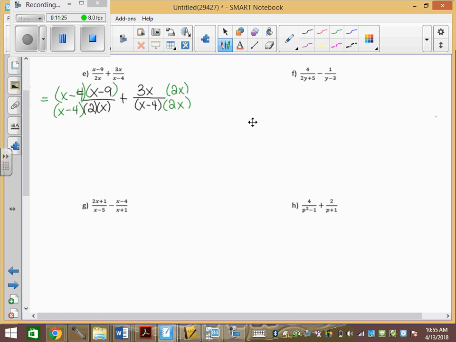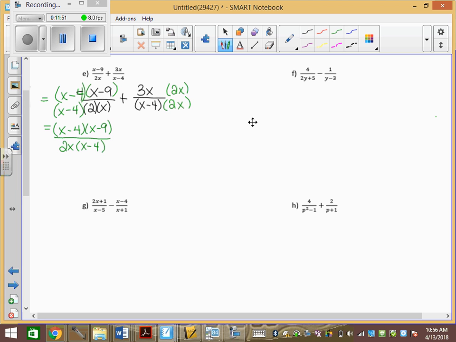Now, I'm not going to do this in one step, and I would not suggest you do this in one step either. I would rewrite this and then FOIL it, because sometimes people mess up and just don't get it correct. So on the top left, I'm going to have x minus 4 times x minus 9. And then in the bottom, I'm going to have 2x times x minus 4.